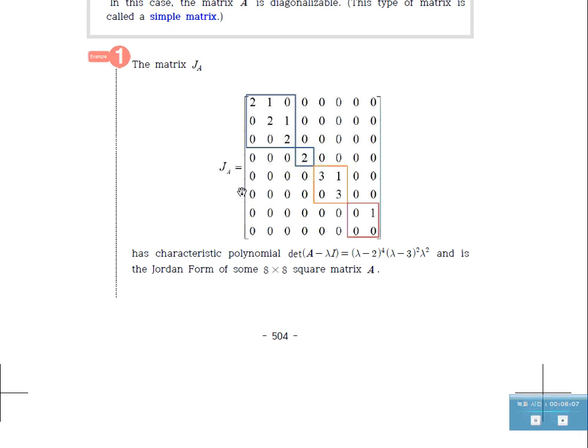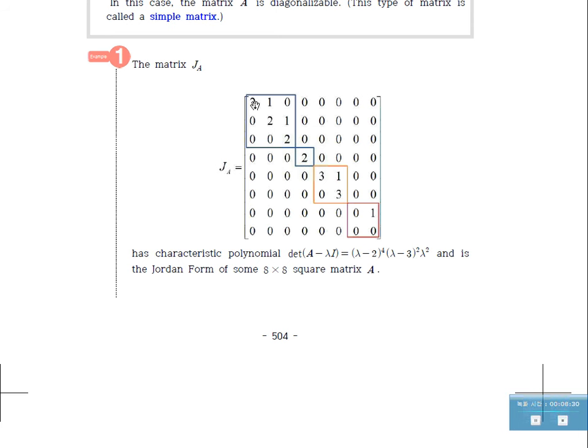The characteristic polynomial of this JA is what? This. So the characteristic polynomial of a given matrix A is the same as this. The characteristic polynomial of a similar matrix is the same as the characteristic polynomial of the original matrix. So the characteristic polynomial of the original matrix can be written in this way.